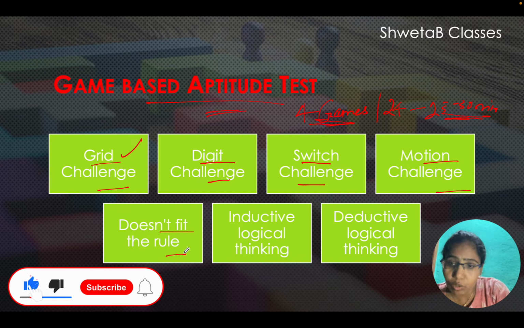And "doesn't fit the rule": if anything doesn't fit the rule, even that is given as a game. And there is something called inductive logical thinking, so even that will be given. And deductive logical thinking. Deductive is nothing but removing that one parameter; here it is inducing that one parameter. So these are the 2 rounds which will be given over here.